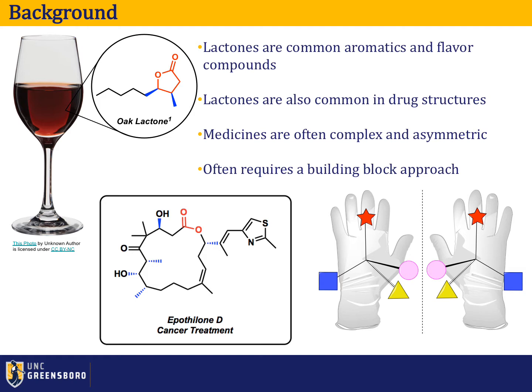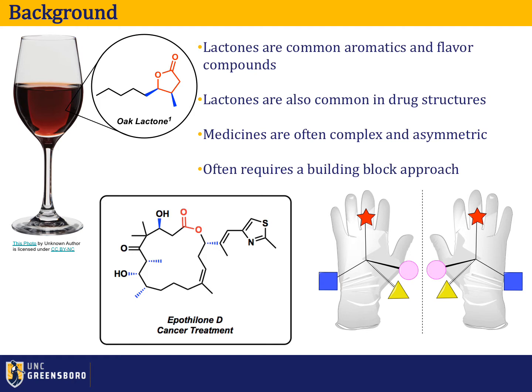Pictured on the bottom left is Peteren D, a drug being used to treat cancer. Lactone structures are also common in antibiotics. Medicines like Peteren D can have large, complex structures, making them difficult to synthesize. Chemists often adopt a building block approach. They build smaller molecules and then piece them together.